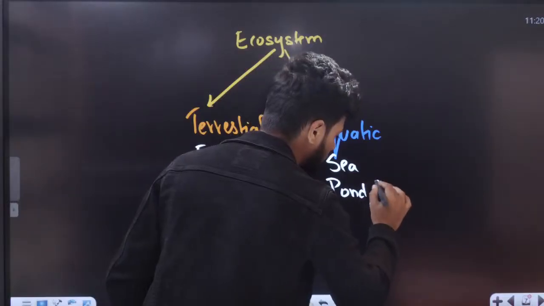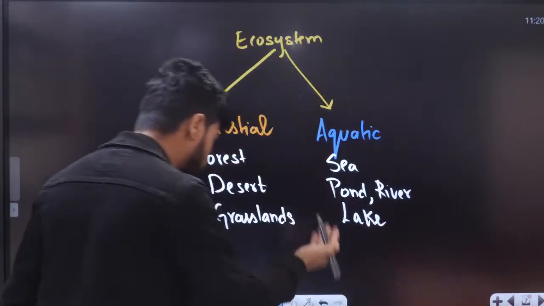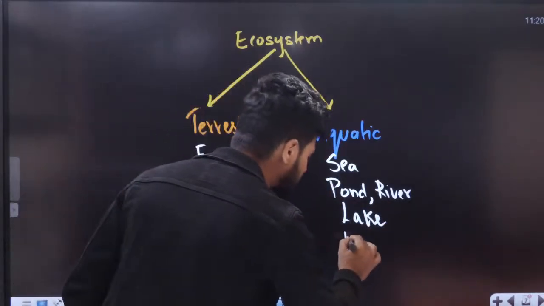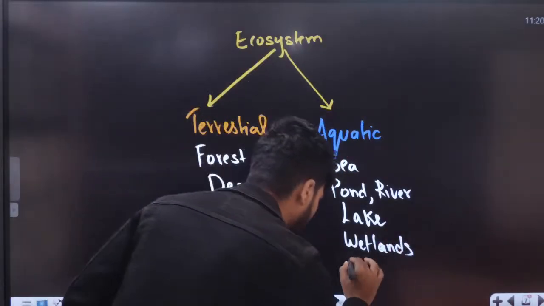Pond, river, and also a lake. We can also get something called wetlands, and even estuaries.